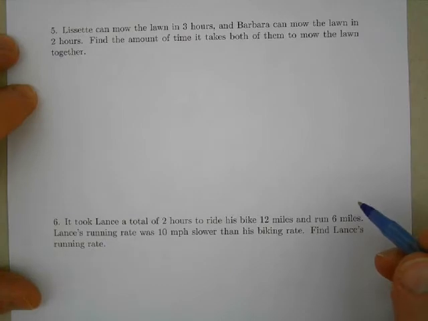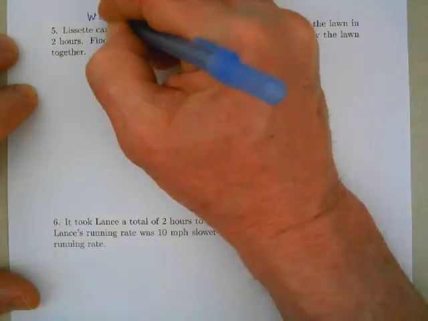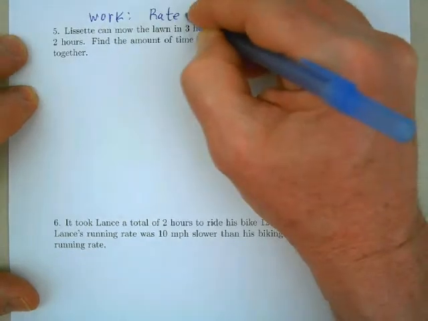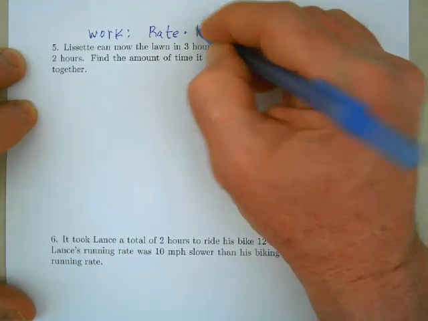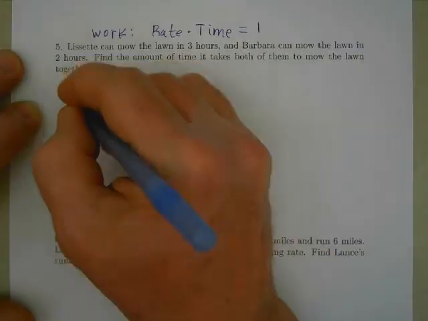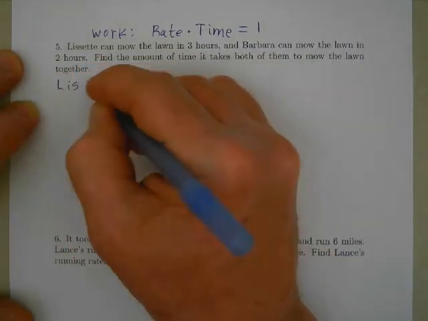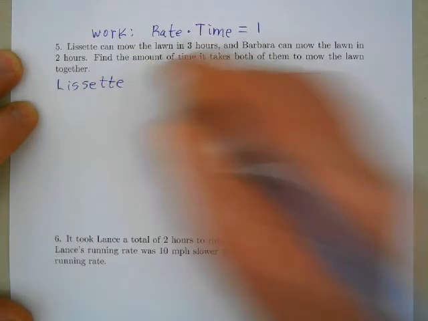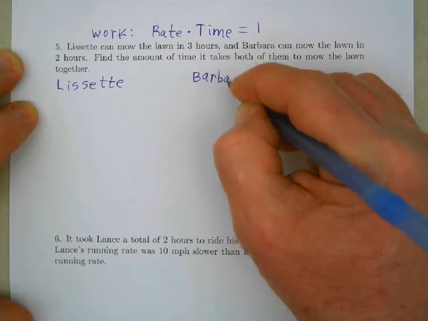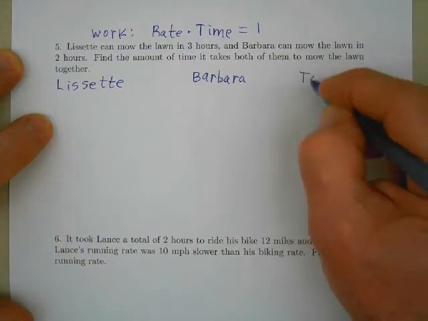This is a work problem, so work problems have equations of the form rate times time equals 1, where 1 is the job or task that they are working on. Okay, so there are 3 scenarios to consider. Lizette works by herself, Barbara works by herself, and then they work together.